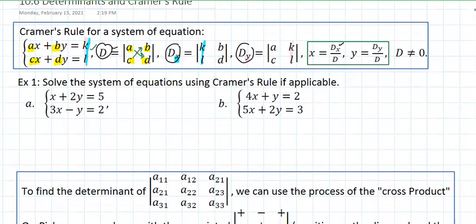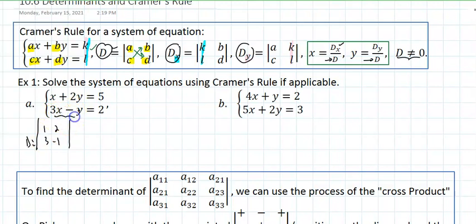So if I take the following two examples, solve the system of equations using Cramer's rule if applicable. What does if applicable mean? Well, find D first. If D equals 0, then Cramer's doesn't work because you're going to divide by D and it can't be 0. So first thing I do, I figure out what D is. D is simply the determinant of a 2x2. Well, we know how to do that. We did that already. That is 1, 2, 3, negative 1.